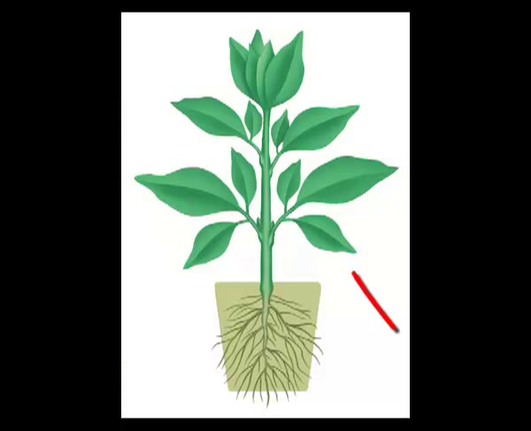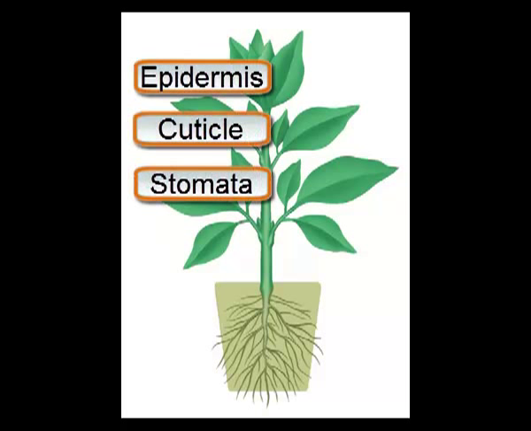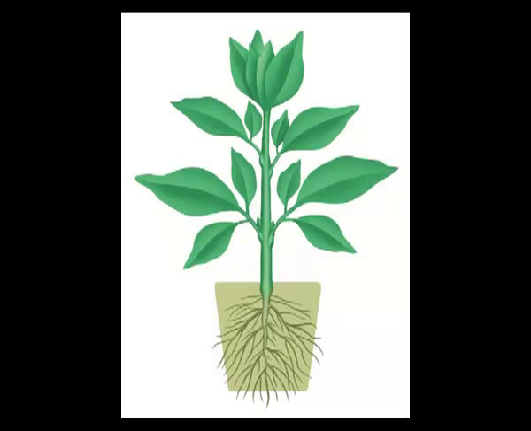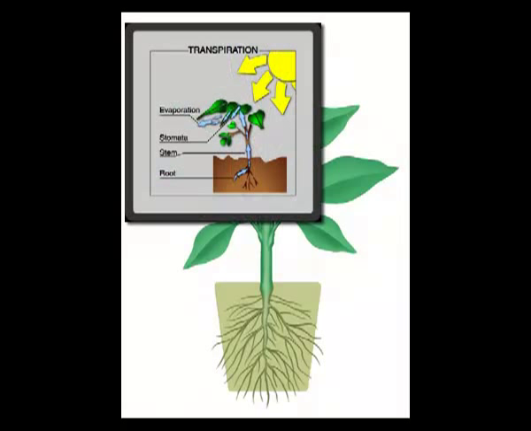The leaves have parts that work together to keep the plant alive. These are the epidermis, the cuticle, and the stomata. The leaves are important to a plant because they make food and store food. They also perform transpiration, which is a process that regulates water loss and helps support the plant.